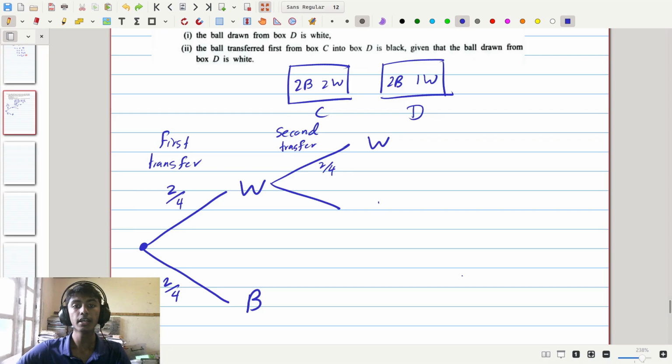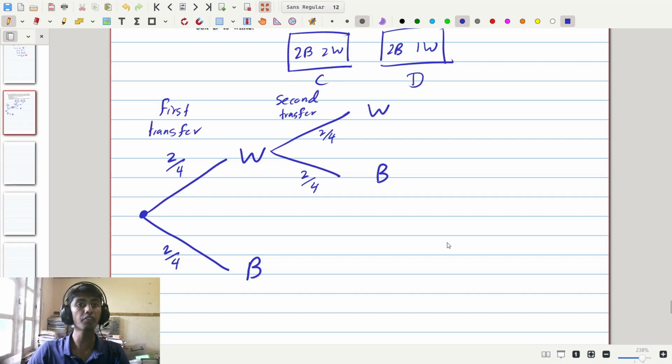Now, similarly, taking a black ball from box D into box C after taking a white ball from box C into box D is also going to be equal to 2 over 4. Now that's that for that branch. Let's now go to the second transfer for the second branch here, where we chose a black ball from box C and transferred it to box D.